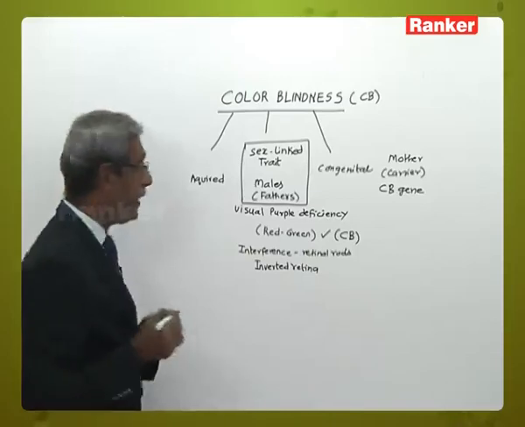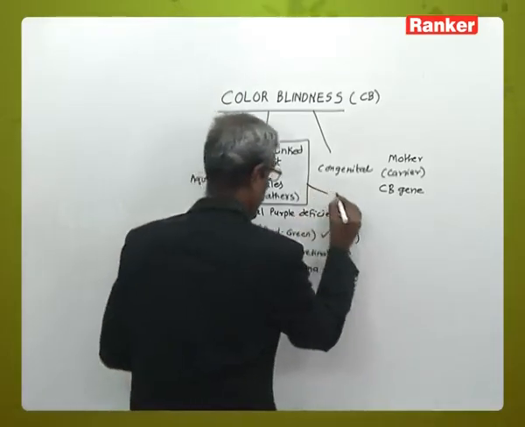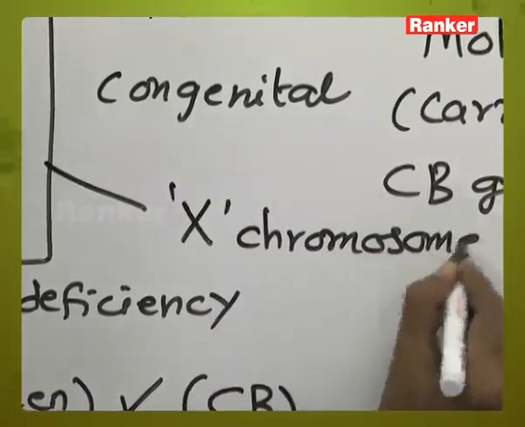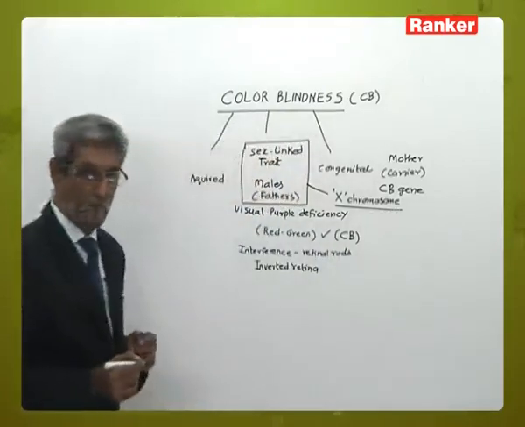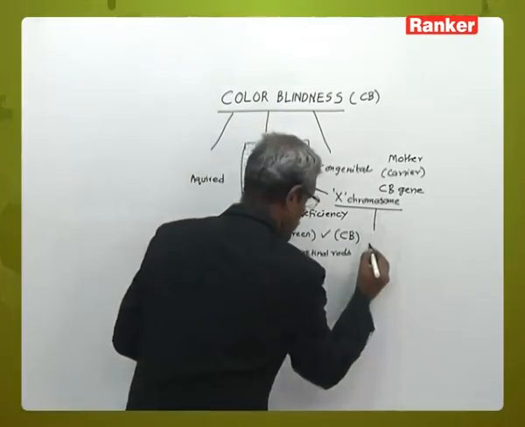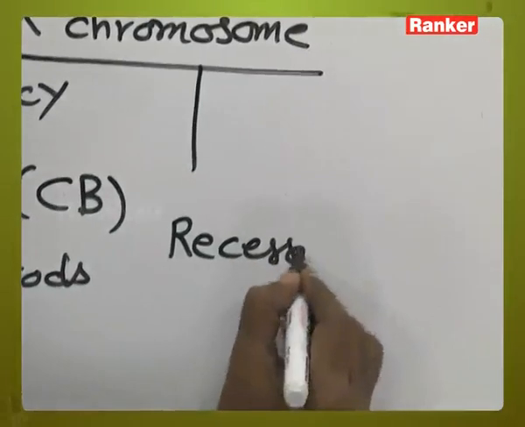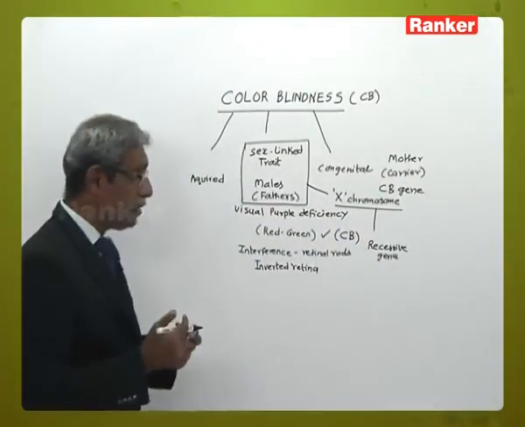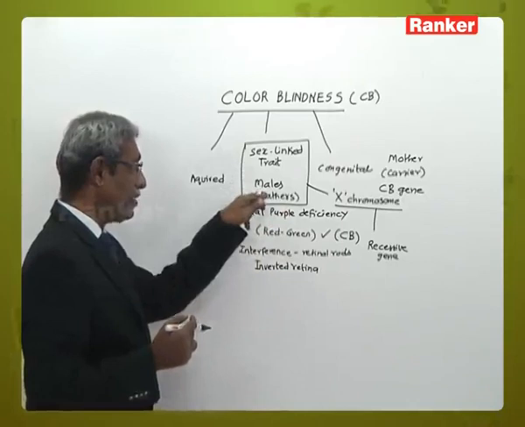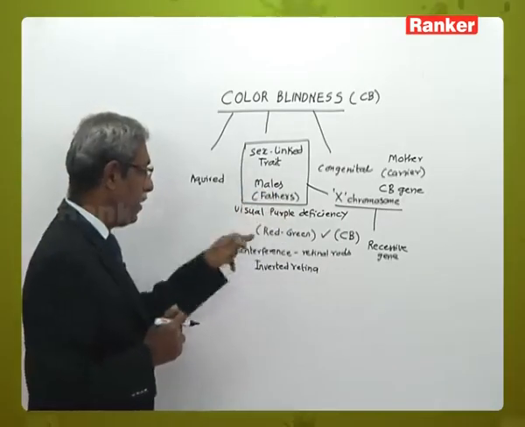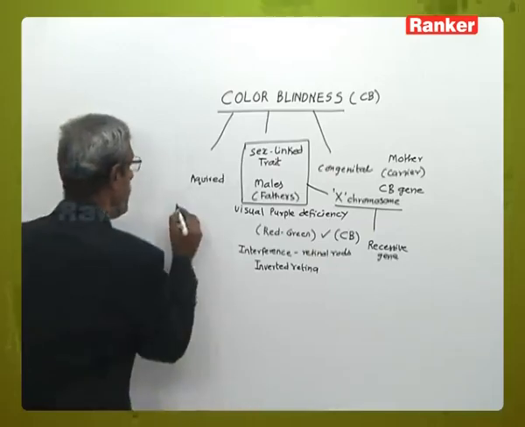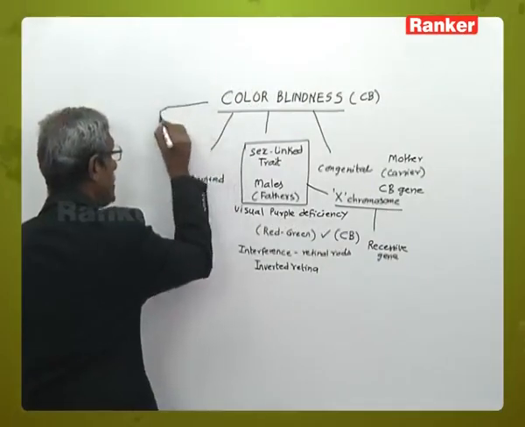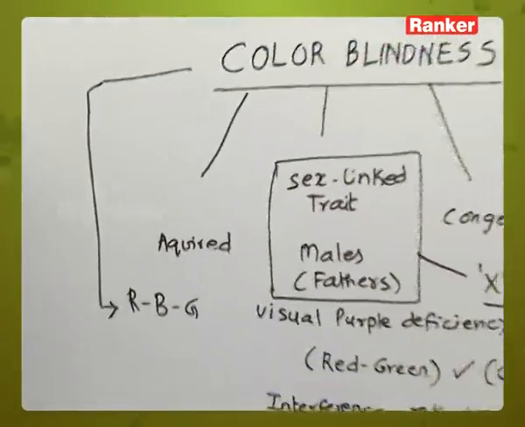Color blindness is located on the X chromosome. It is due to the presence of a recessive gene. The gene is recessive, location is X chromosome, mother is the carrier, and the trait is linked to the fathers. And the non-distinguishability between red, blue and green is predominantly otherwise also termed as color blindness.